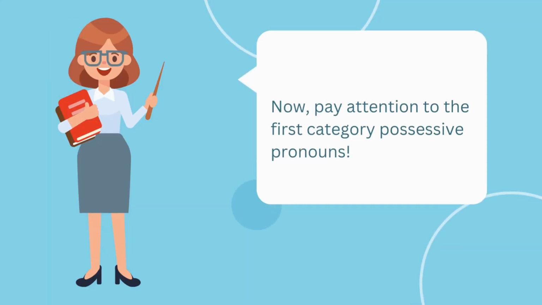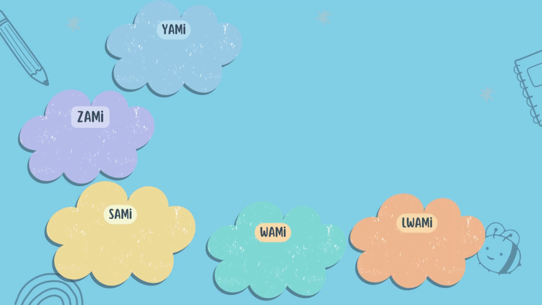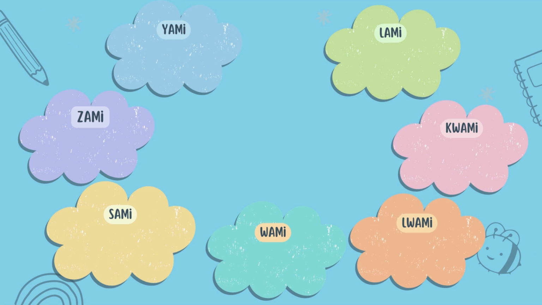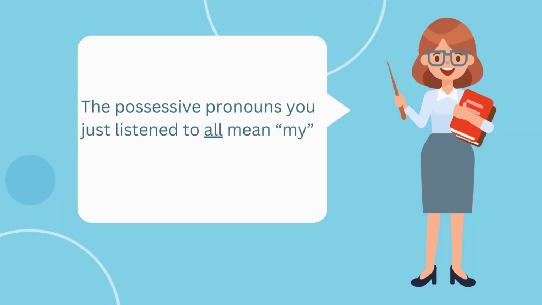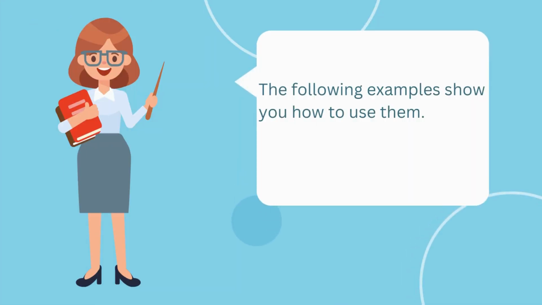Now, pay attention to the first category of possessive pronouns. Yami, zami, sami, lwami, kwami, lami. The possessive pronouns you just listened to all mean my. The following examples show you how to use them.